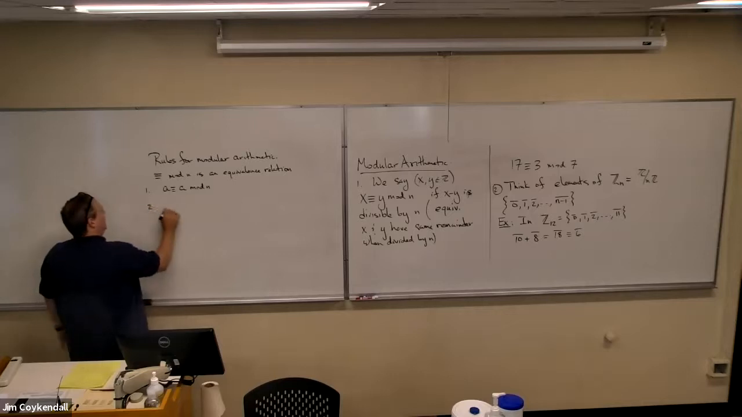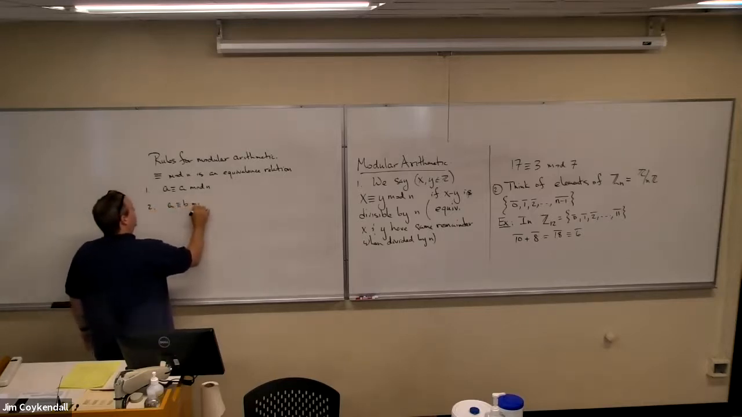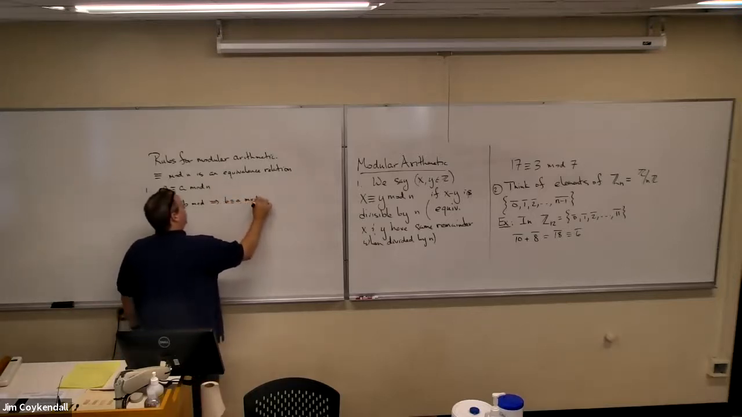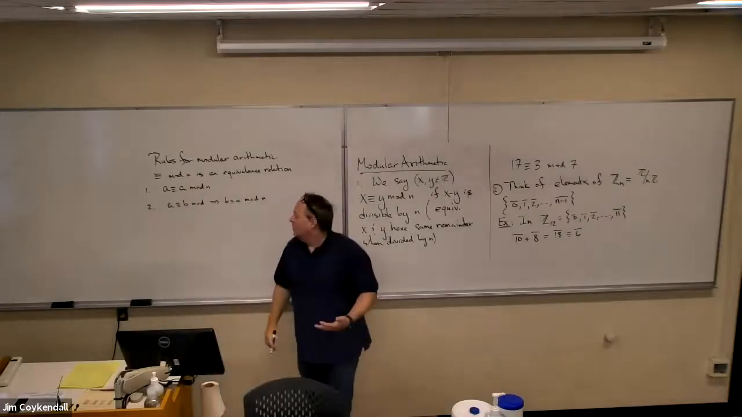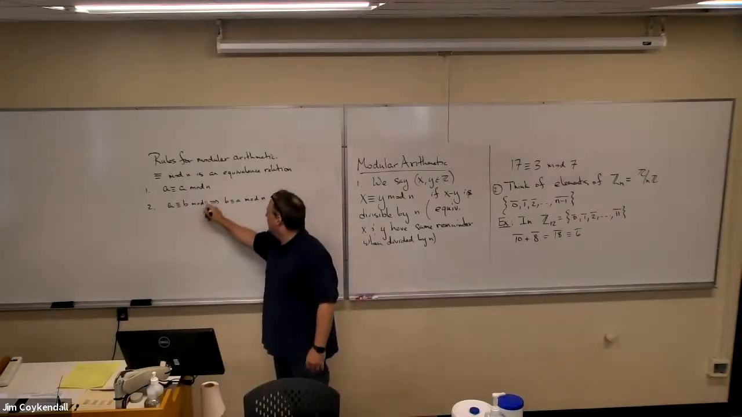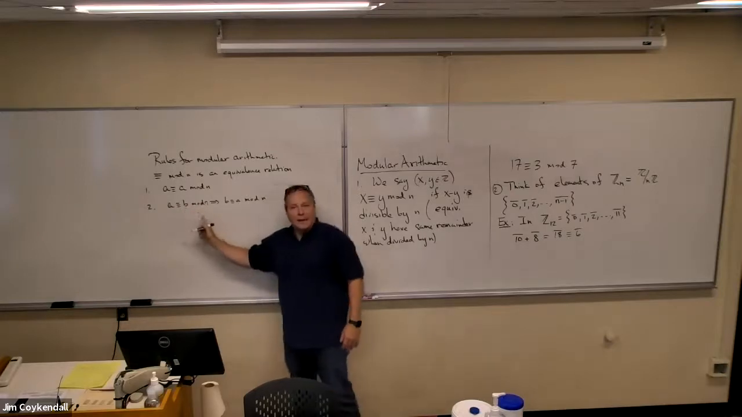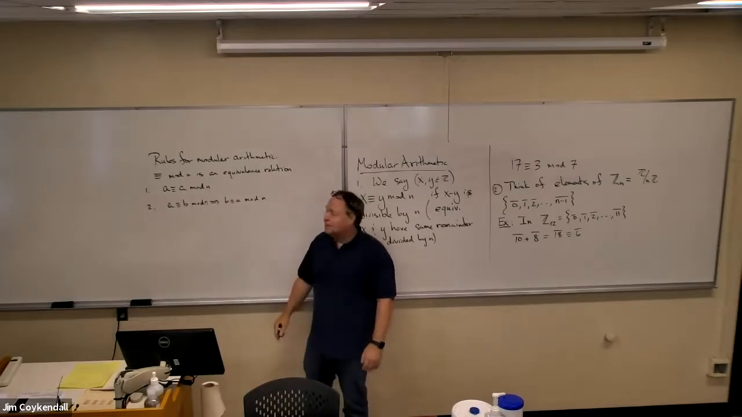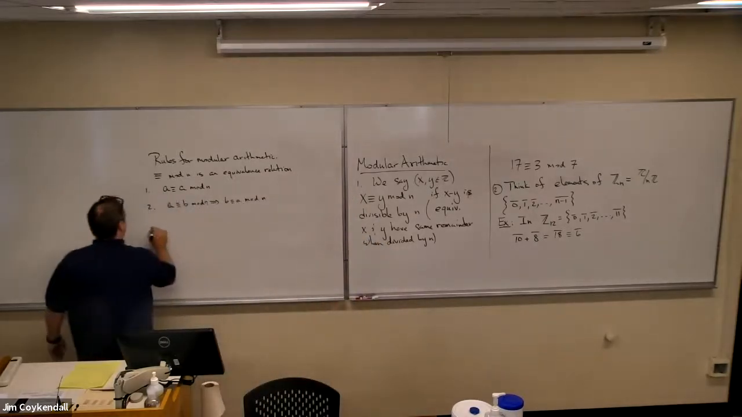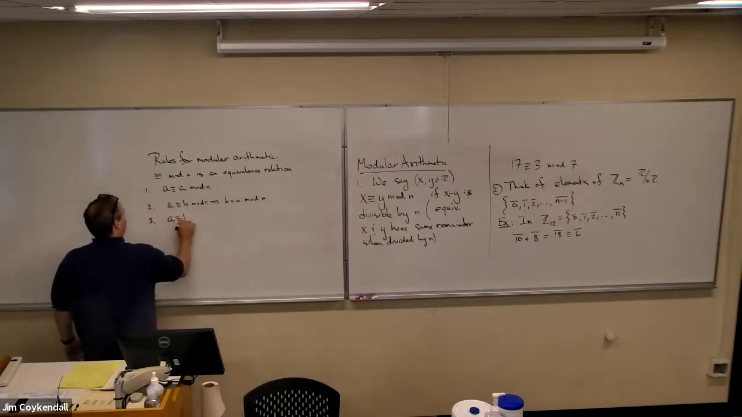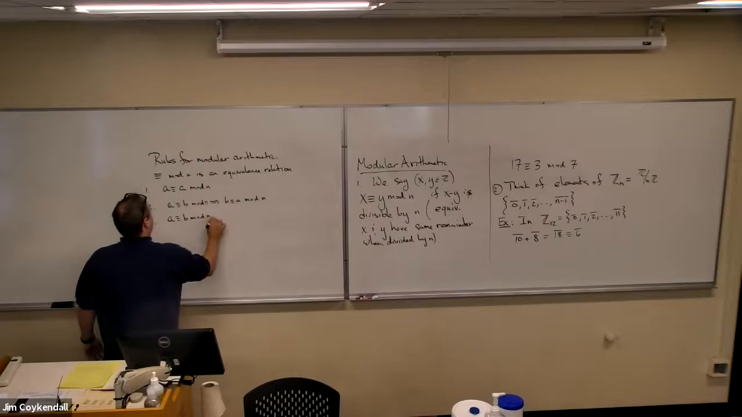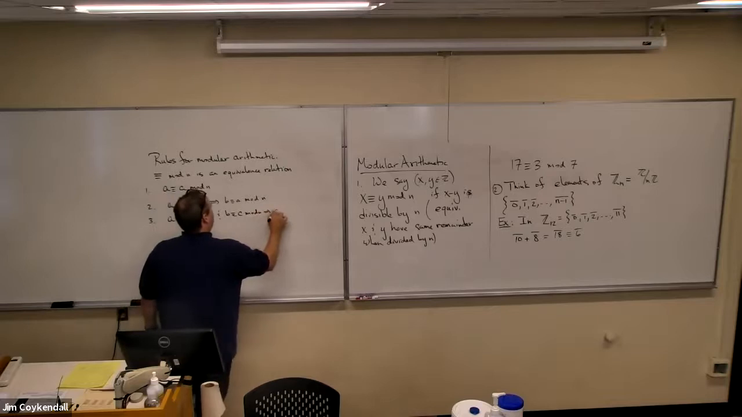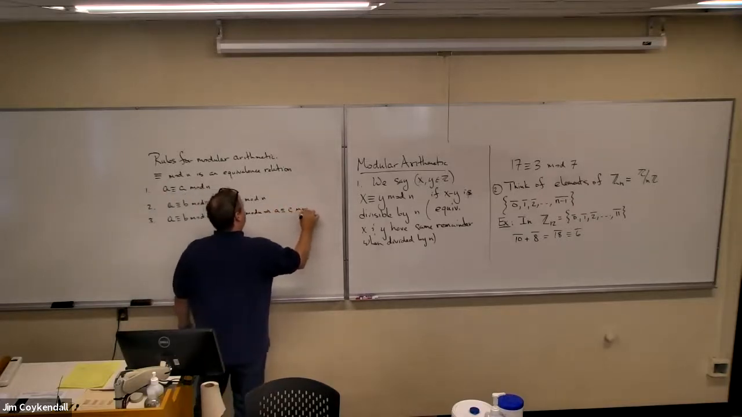And two, a is equivalent to b mod n implies b is equivalent to a mod n. This will be obvious when I reword this for you. What this means is, if a minus b is divisible by n, then multiply that by a negative sign, and b minus a is divisible by n. Right? And also we have transitivity. That is, if a is equivalent to b mod n, and b is equivalent to c mod n, then a is equivalent to c mod n.